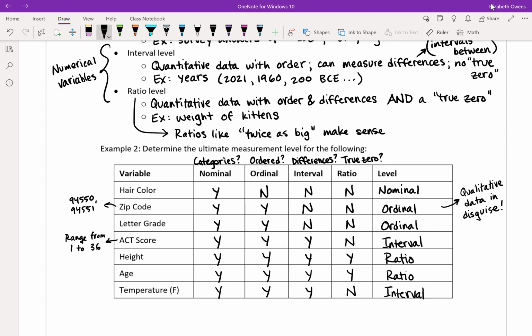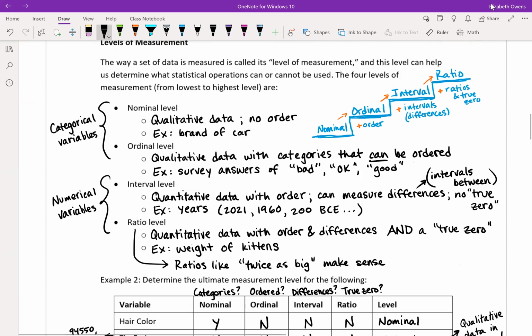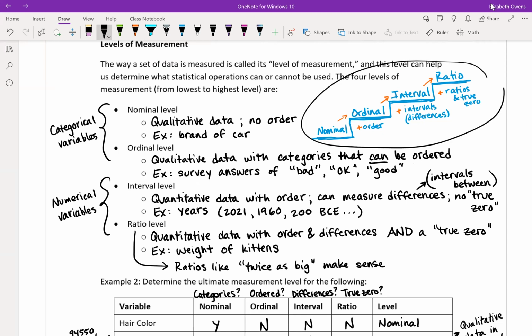I'd say interval is, at least for me personally, the hardest level of measurement to conceptualize, because that true zero thing can be difficult to think about. But hopefully this helps out and you can determine measurement levels. I'd say keep that diagram in mind. It's been a helpful one.